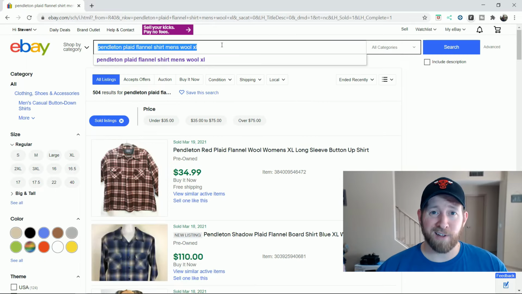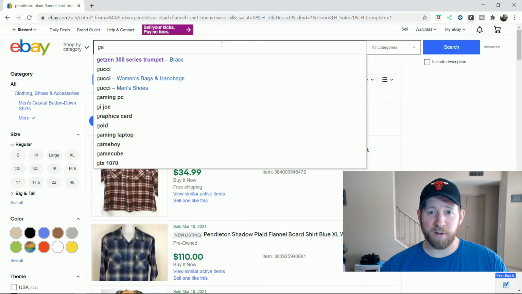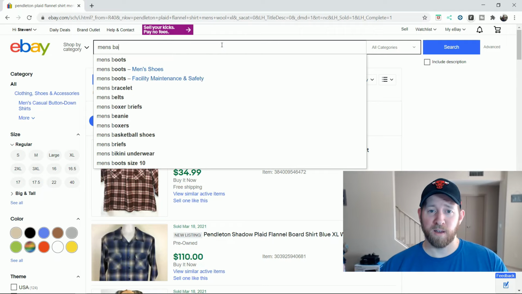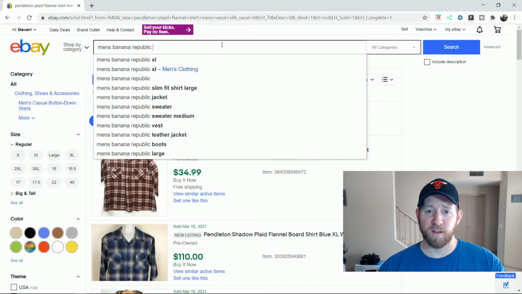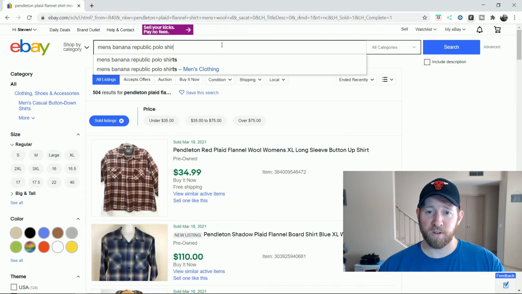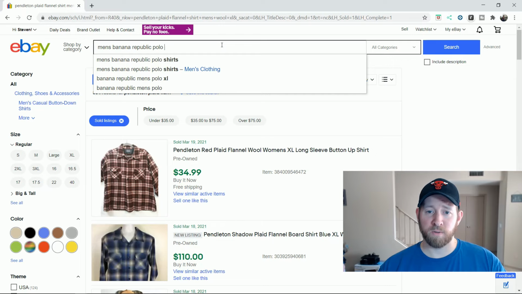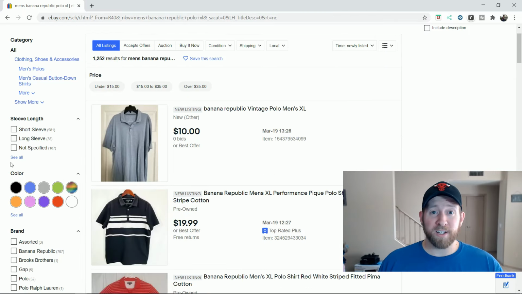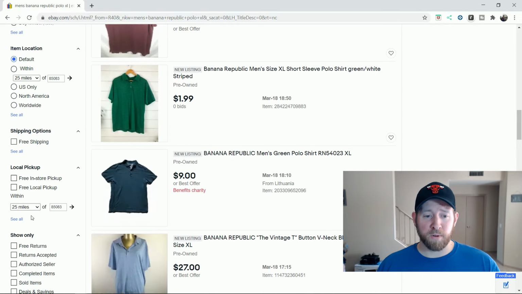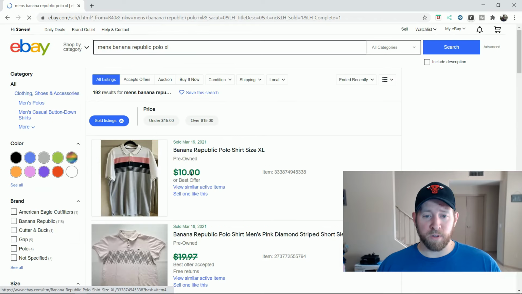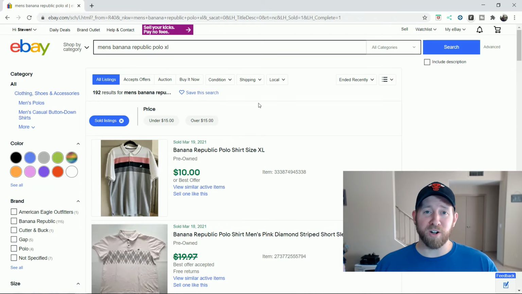Now let's look up a shirt that's going to be pretty common out there. Let's look up men's Banana Republic Polo shirt. We'll just put Polo XL. Alright, so for this shirt, which is super common and is going to be a low ASP item, there are 1,252 that are listed. And I'm going to go down to how many have sold. And only 192 have sold.